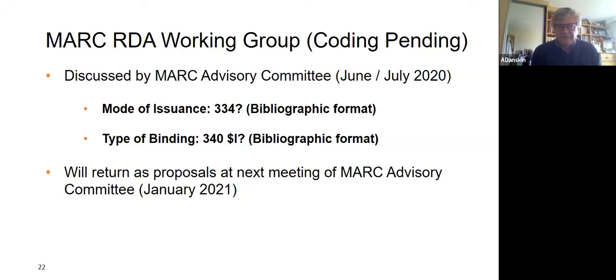At the MARC Advisory Committee meeting, which was held in June and July this year, mode of issuance was also discussed, and the type of binding was discussed. These were discussion papers, so they'll come back as proposals for the January meeting of the MARC Advisory Committee. And you can see there that some notation has already been suggested for those elements.